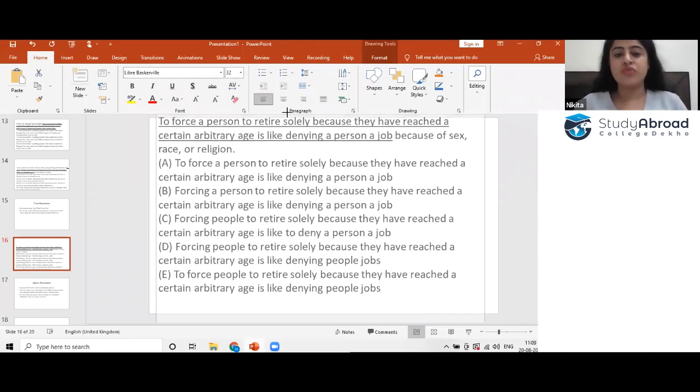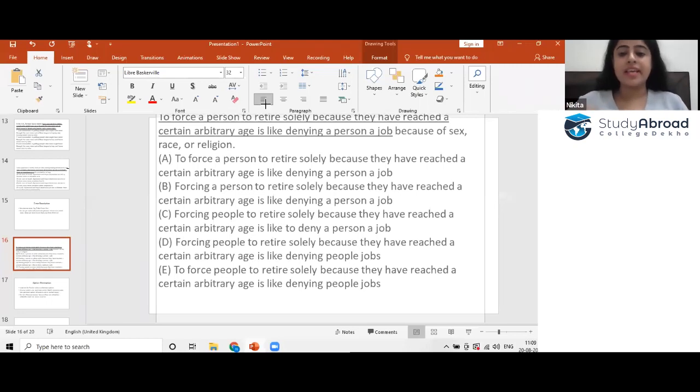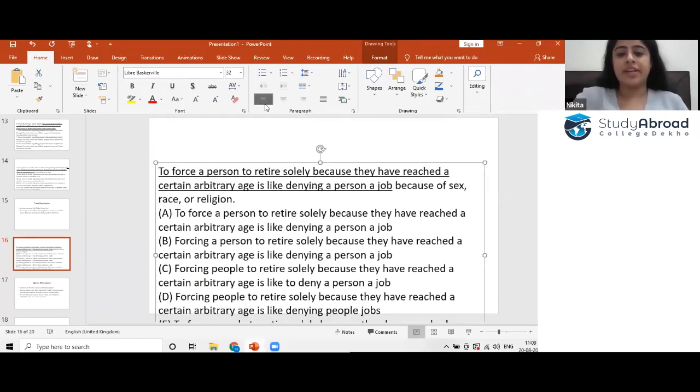If A is saying to force a person to retire solely because they have reached a certain arbitrary age, it is like denying a person a job, and E is saying it is like denying people jobs because of sex, race, or religion. So you have to decide whether you need to go with a person or people. Now, E is the correct answer because in option A it is written "because they have."